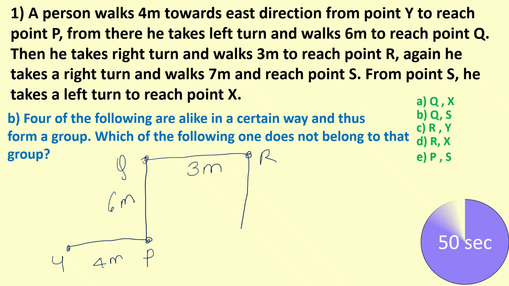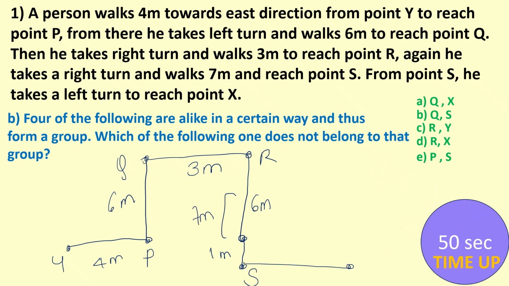You need to find out the odd one out here. Okay, so time up. Same diagram I'm drawing. For this question, from S to X, the distance is not given. Only if they mention in the sub question that from S to X the distance is 3 meter or 4 meter, for that question only 3 meter will be there. For this question, distance is not given.